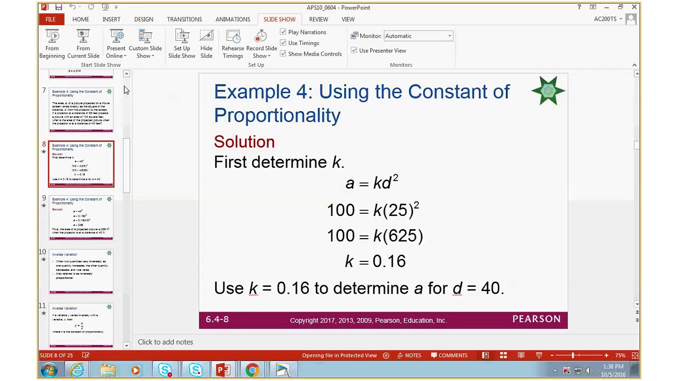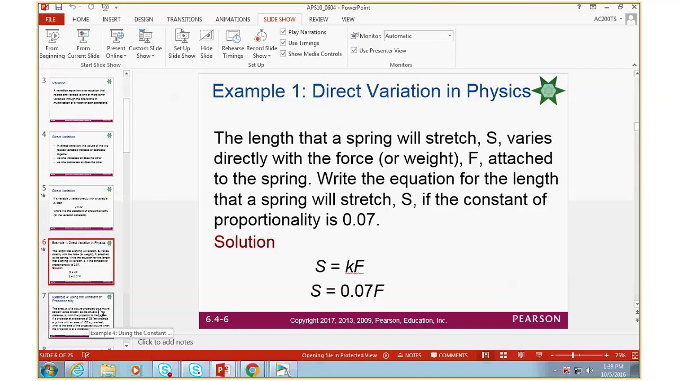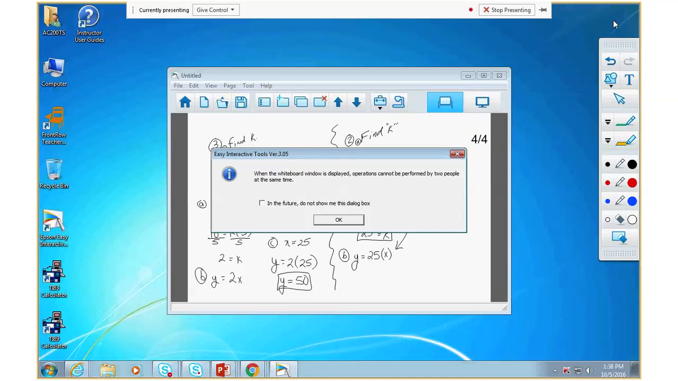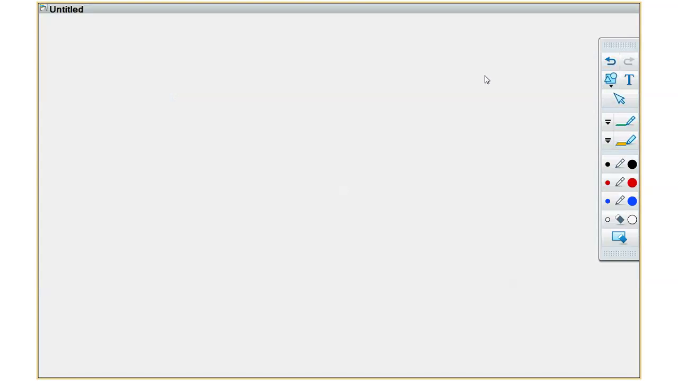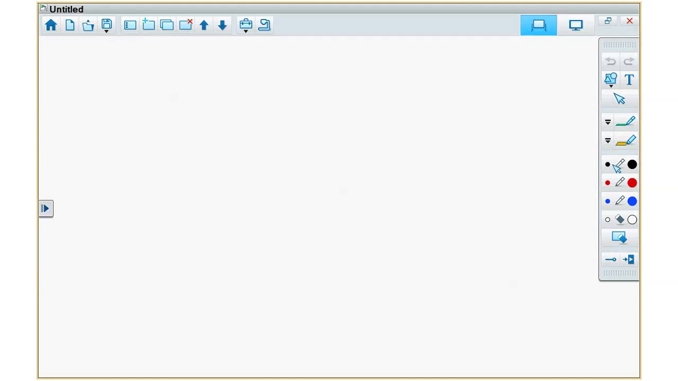Now, there's a couple more things I want to mention before we get to a problem. And this is all I want to mention. How do you do these problems when you're setting them up? Now, I've already showed you what kind of problems you're going to have. This is how you set them up. 1, which variation? Right now, there's only 3 to choose from: direct, inverse, or joint. So first, you find out which formula.